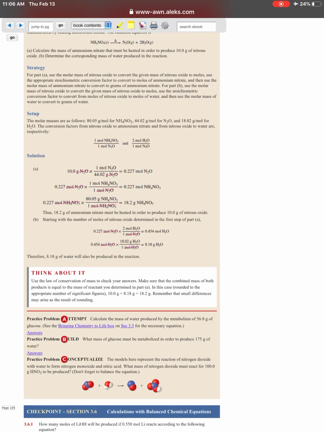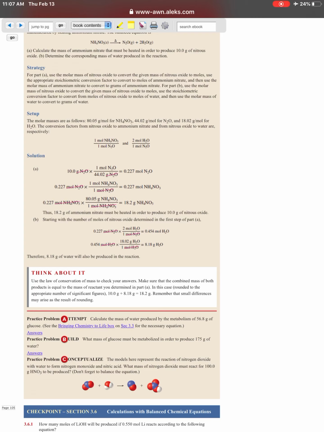So when we get down to the solution, 10 grams of N2O divided by its molar mass will tell you how many moles of N2O. Now, the first material we're interested in is the ammonium nitrate, the reactant. So what's going on here? We're taking the 0.227 moles of N2O that is in the 10 grams of N2O, and then we're using the molar ratio to find out how many moles of NH4NO3 are going to have to decompose in order to make the 10 grams of N2O.